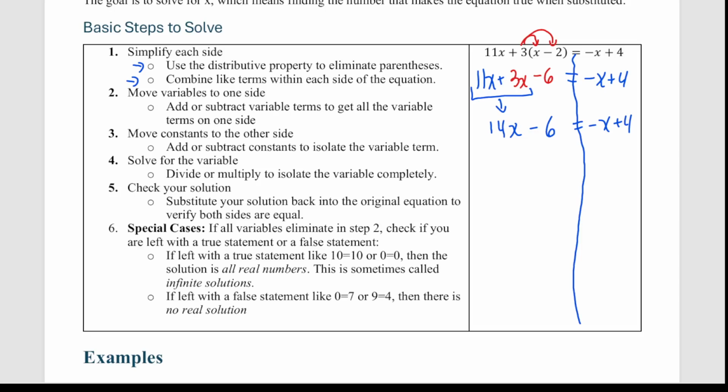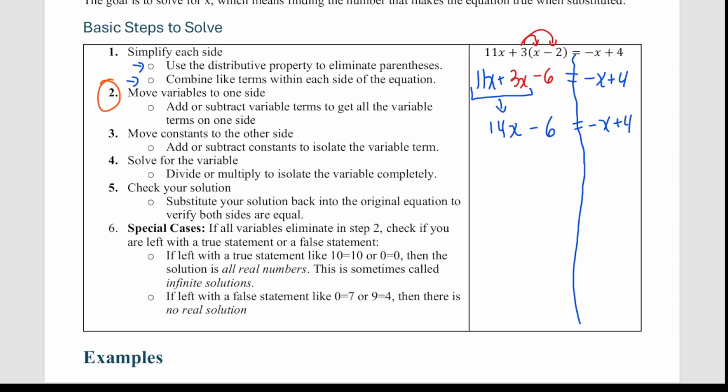and then I'm just going to drop down all other terms. Once I have this down to just an x term plus or minus a constant equals maybe another x term plus or minus a constant, there's no more distribution to do, no more like terms to combine within one side of the equation. I'm good to move on to my next step, which is to move all variables to one side of the equation, because my goal is to get x by itself.